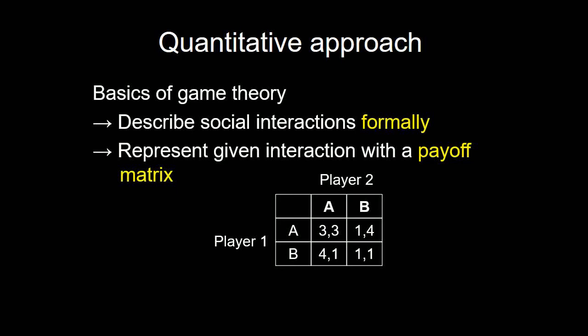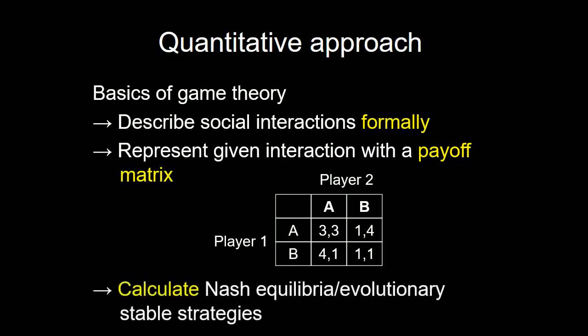And then we're going to learn how to, using this kind of representation, determine what the Nash equilibria are, what the evolutionarily stable strategies are in an interaction like this, and in general what you should expect people to learn to do, or evolution to select people to do, in situations like this.